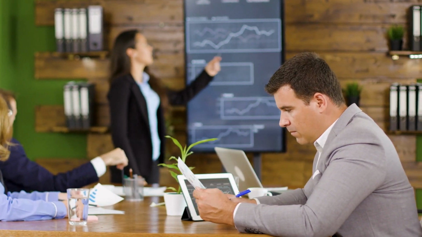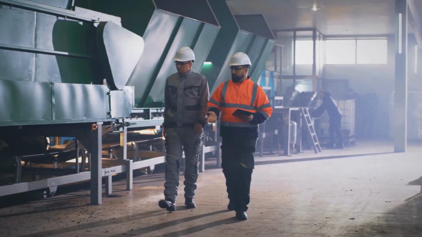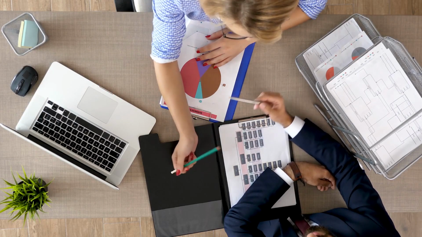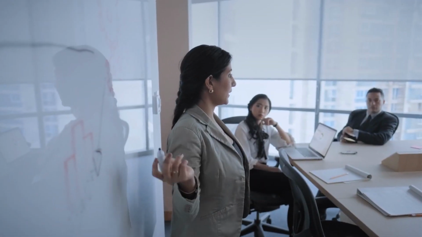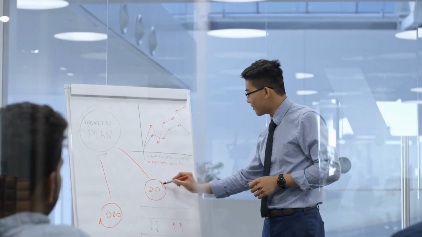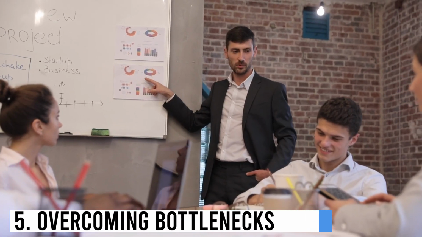If a process is producing fewer outputs than expected, it could indicate a bottleneck. For example, if a production line is producing fewer units per hour than expected, it could indicate a bottleneck in the production process. Once you have identified the bottleneck, the next step is to analyze it and find ways to overcome it.